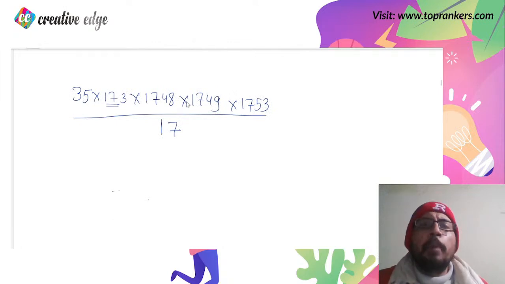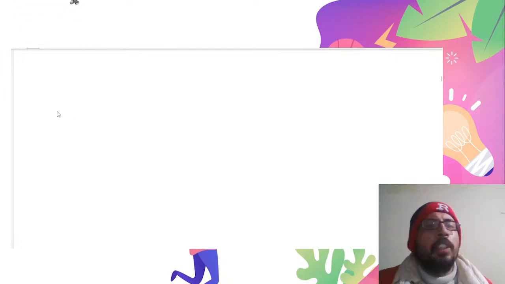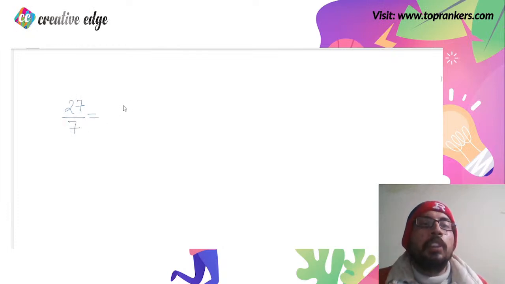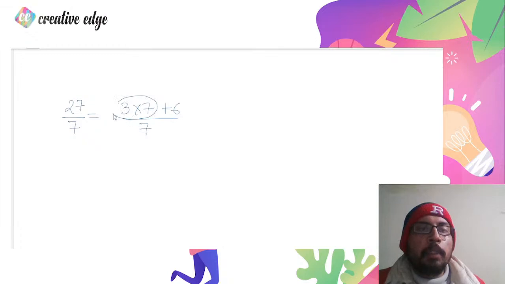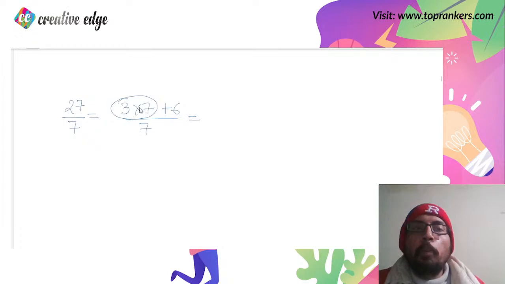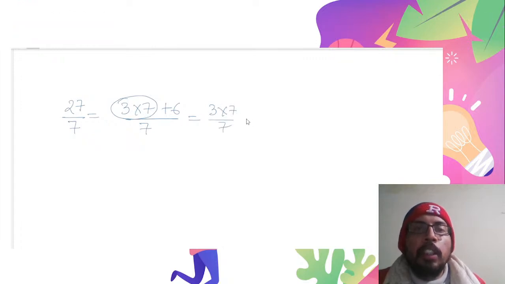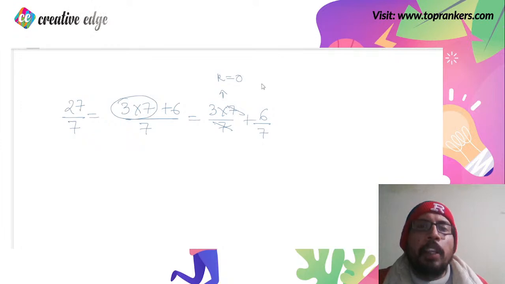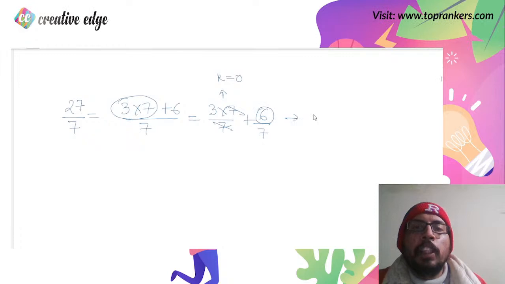Now, for example, I have this question. I have to find the remainder in this case. But before this, let us solve a simple question first. Let us say 27 to the power 27 upon 7. Now this 27 upon 7 was 3 into 7 plus 6 upon 7. As I told you, this 3 into 7 is something I am least interested in. This 3 into 7 is not going to give me any remainder, because if I separate these two terms, I would be getting 3 into 7 upon 7 plus 6 upon 7. So here 7 and 7 will be cancelled, hence there will be no remainder. In this case my remainder is 0. So when remainder is 0, that is of no use for me. So then what will be the remainder? The remainder is 6 here.